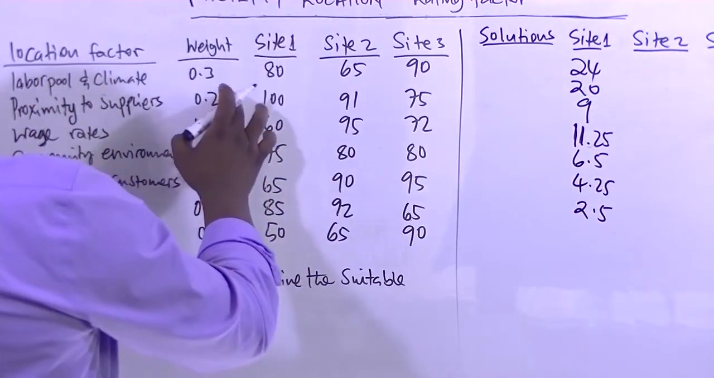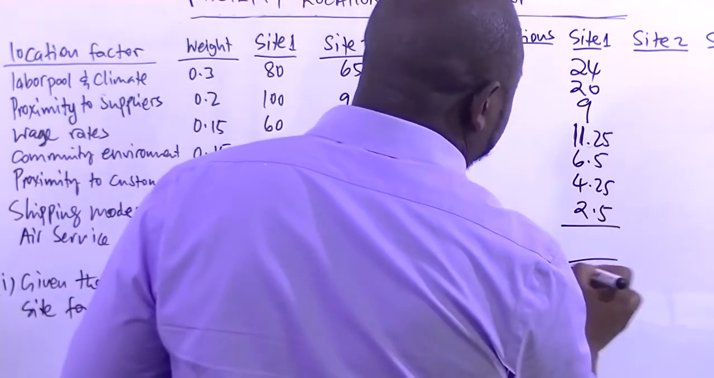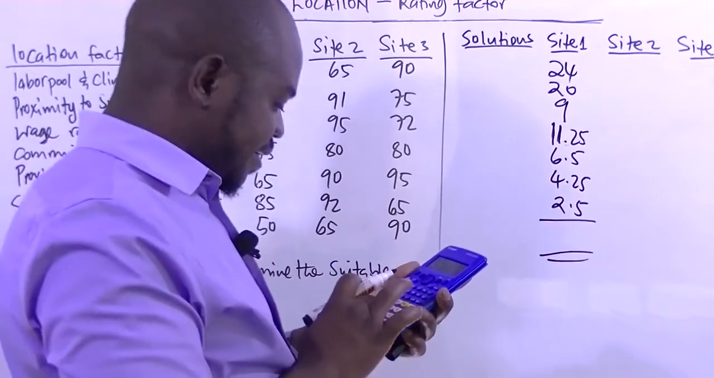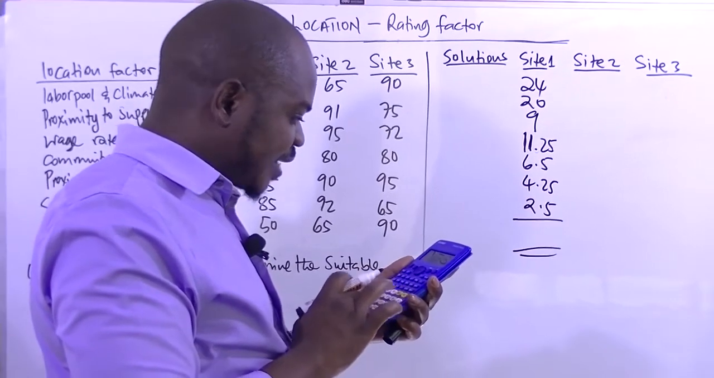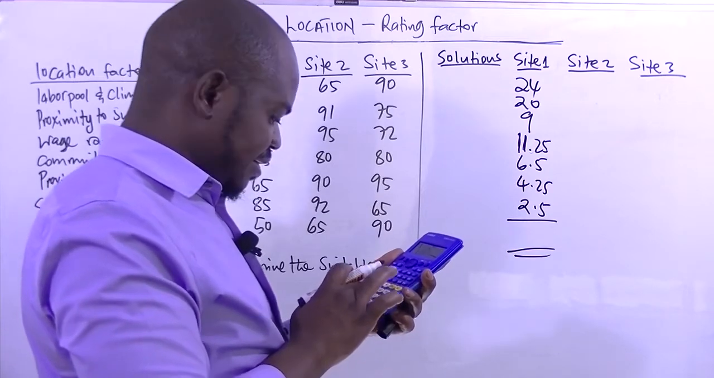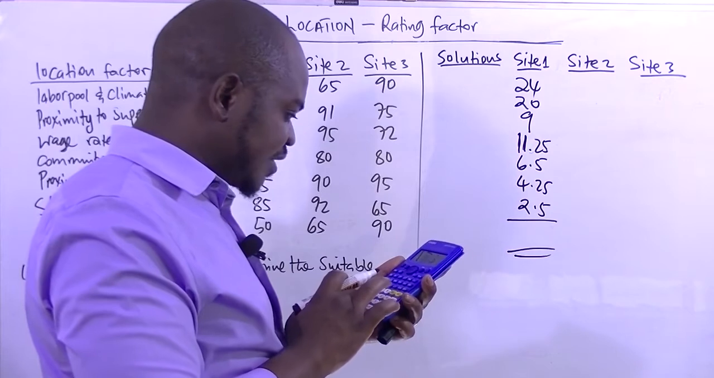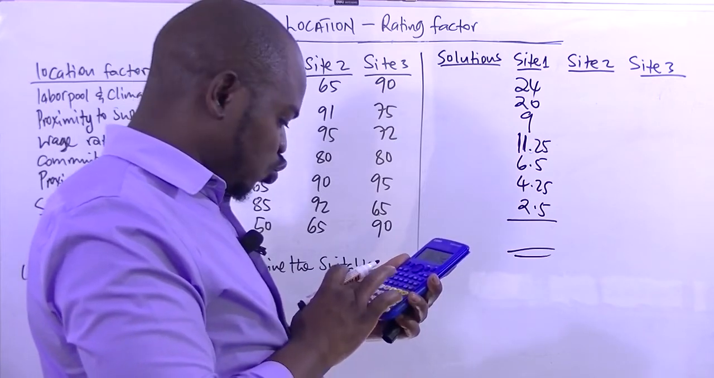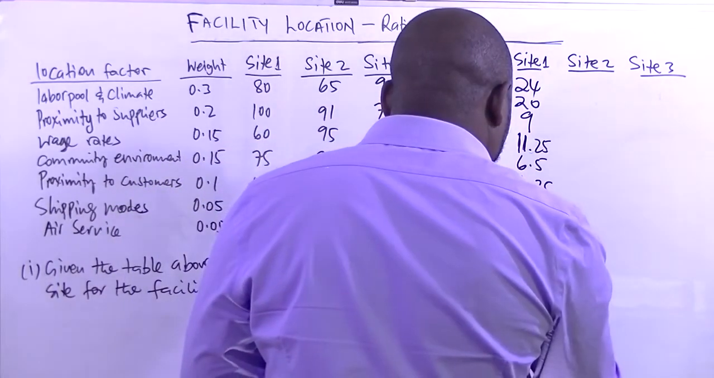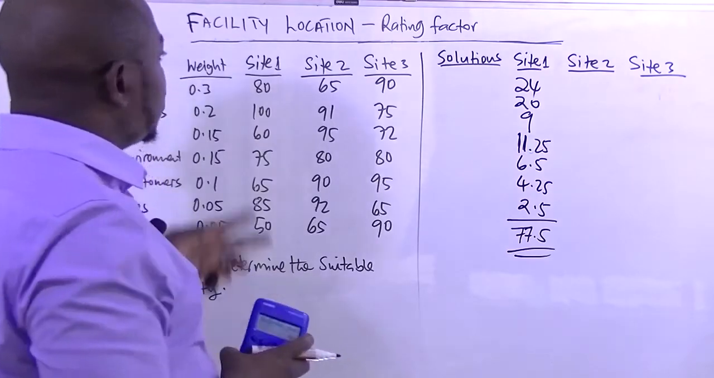1, 2, 3, 4, 5, 6, 7. Just to make sure I haven't missed anything. Correct, so I'll add these, and I'll say 24 plus 20 plus 9 plus 11.25 plus 6.5 plus 4.25 plus 2.5. I have 77.5. This is the weighted score for site one.